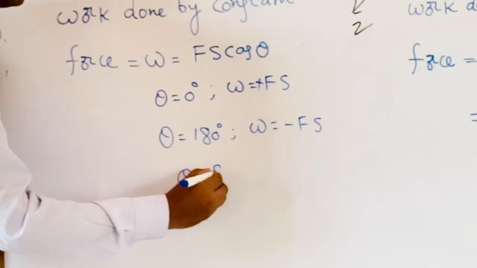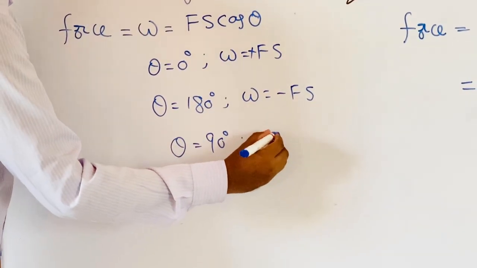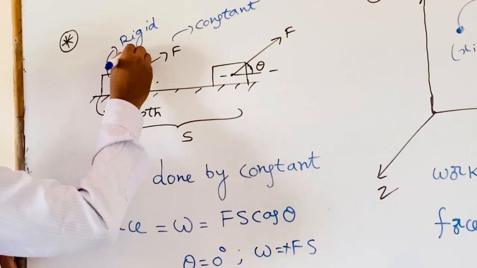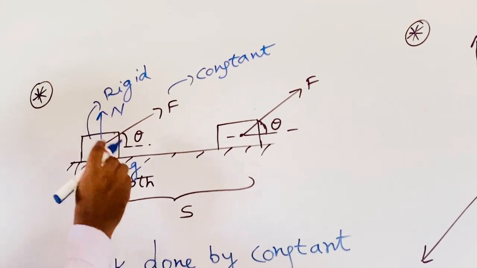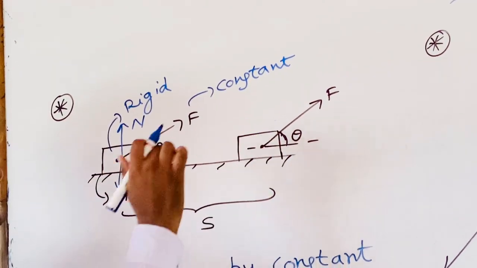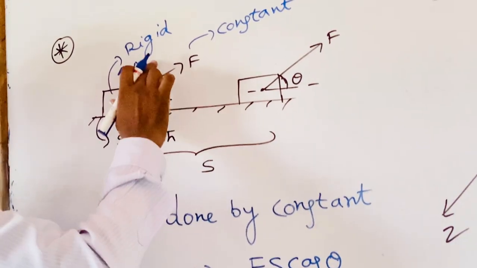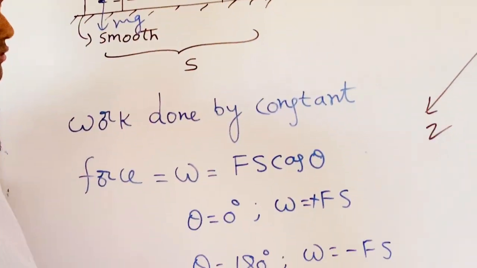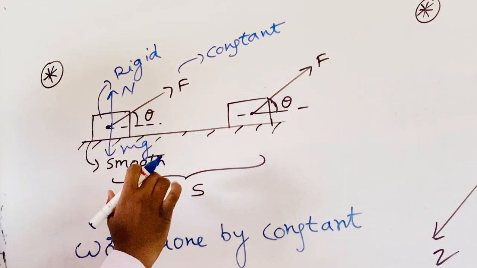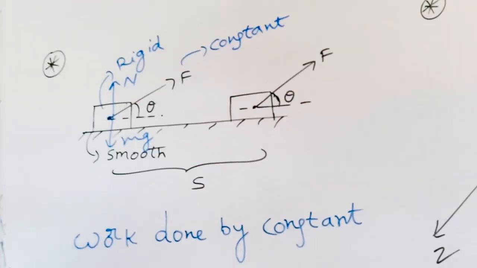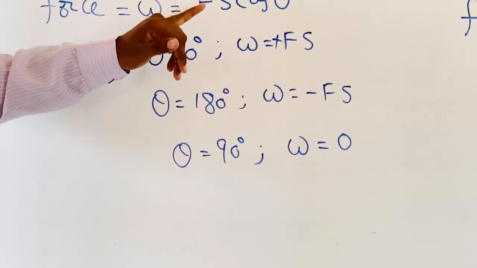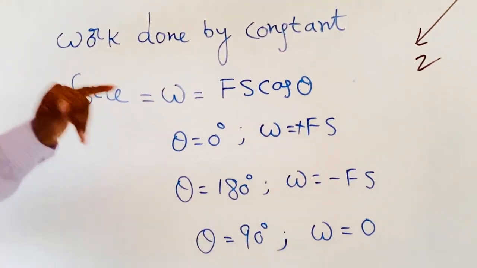Again, if you are taking theta is equal to 90 degrees, then in this situation, what is the work done? Work done is equal to 0. Suppose, in this case also you are seeing two forces. This is normal force. This is gravitational force. Normal force direction is perpendicular to the displacement, gravitational force direction is perpendicular to the displacement. Totally, the work done by the normal force and gravitational force is equal to 0. Why? The angle between the normal force or gravitational force with the direction of the displacement is 90 degrees. That's why work done by the normal force or gravitational force we can say here 0. So this is the information that we need to recall about the work done by the constant force.